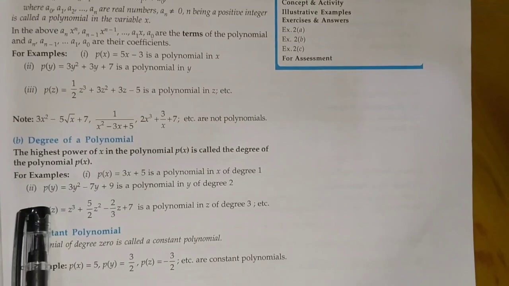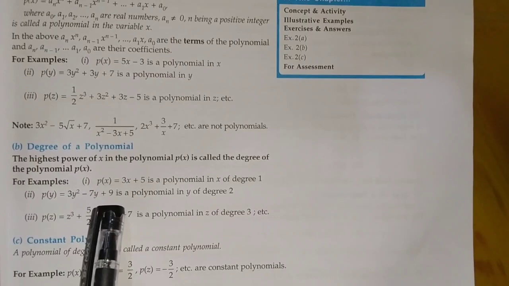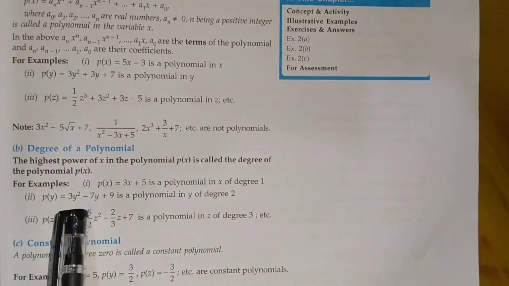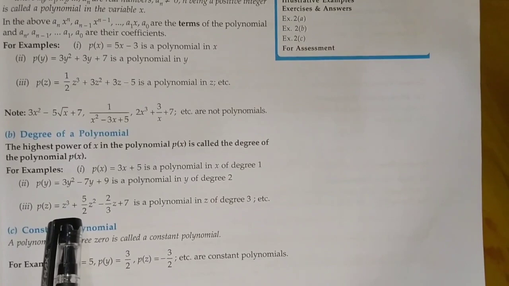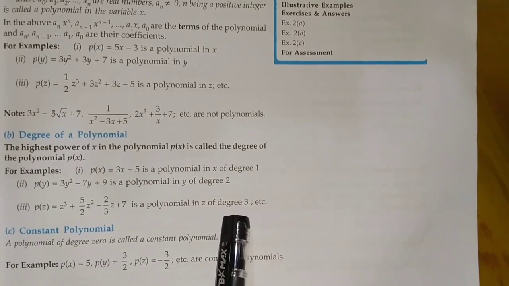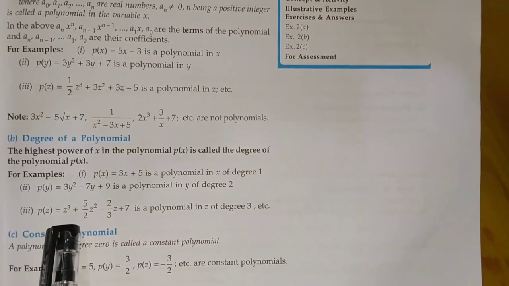Sub number 2, p(y) = 3y square - 7y + 9 is a polynomial in y of degree 2, since the variable y has highest power 2. Sub number 3, p(z) = z cube + 5 by 2 z square - 2 by 3 z + z is a polynomial in z of degree 3. The variable z has highest power 3.